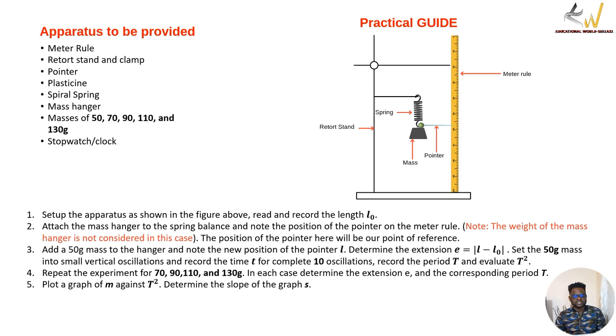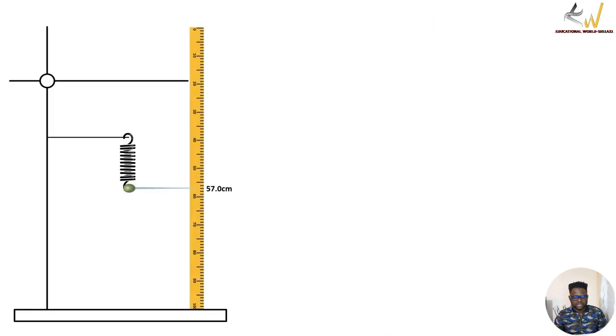Set the 50 gram mass into small vertical oscillations and record the time t taken for 10 complete oscillations. Evaluate the period, capital T, and the square of the period. We repeat the experiment for the masses of 70, 90, 110, and 130 grams respectively, and determine both the extension and the period. So we plot the graph of M on the vertical axis against the period, and hence find the slope of the graph.